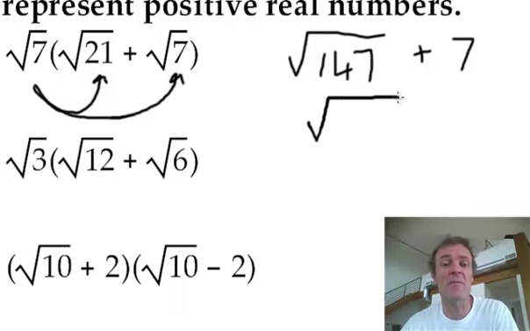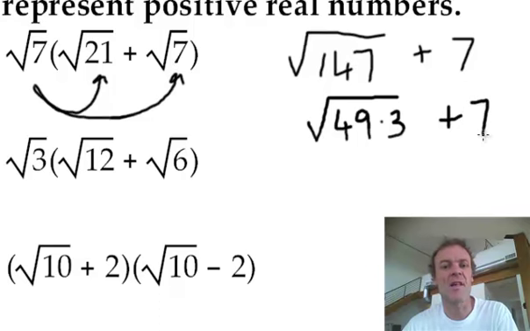Now, this might not happen all the time. It may be you can't do anything with 147, but this was in a previous question. 147 is 49 times 3. Okay, still got that. What's the square root of 49? That's 7. You're still left with the root 3.